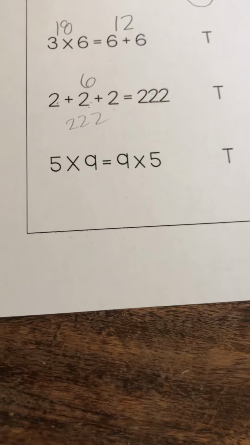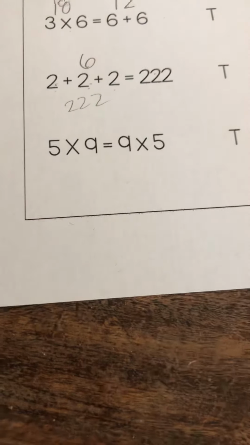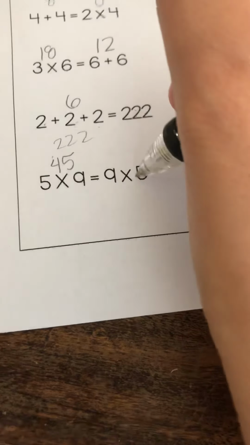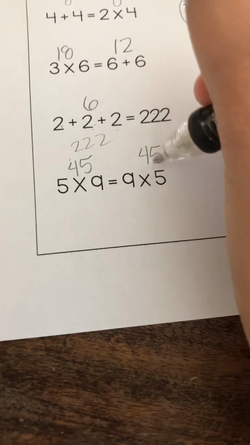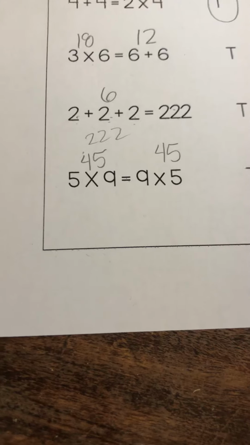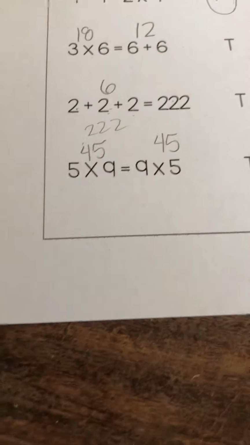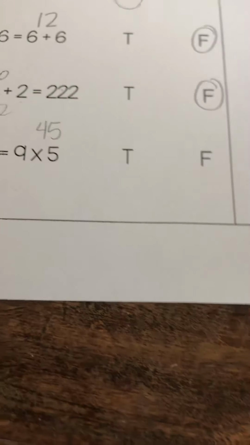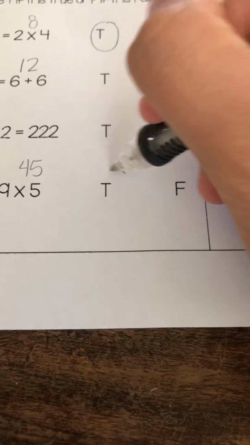5 times 9 equals 9 times 5. So maybe you want to solve this. Maybe you know that 5 times 9 is 45, and 9 times 5 is 45. So maybe you want to do that. Or you could look at these and just think those are fact families. So I know that they're equal. They're just switching the numbers around to try to confuse us, but they're fact families, so we don't need to be confused. So that's also true.